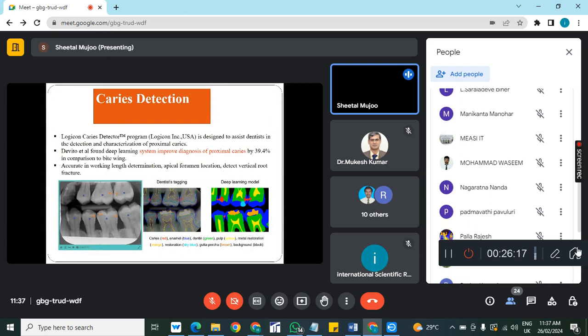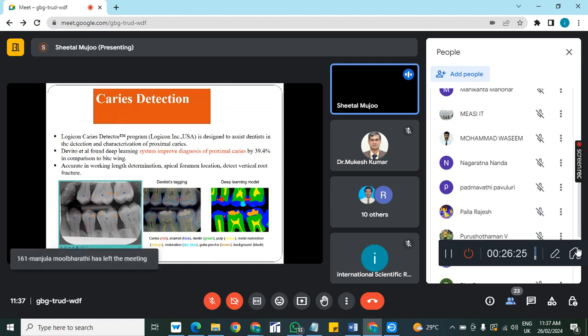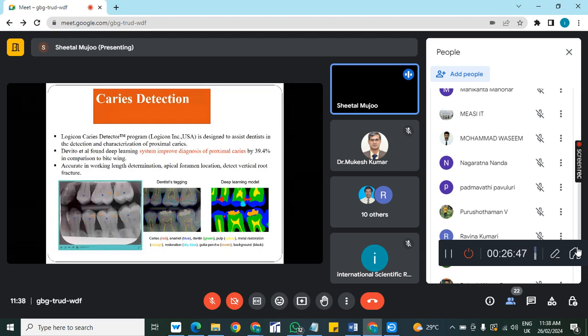Then next comes your caries detection. Mainly, we have the Logicon caries detector. It is a program which can detect and characterize proximal caries. DeVito et al. found that a deep learning system improved diagnosis of proximal caries by 39.4% in comparison to bitewings. It also helps you to detect working length determination, apical foramen location, and vertical root fracture. Again, these are all in vitro programs where research has been carried out. Still, we need to do more research based on these applications, so that we can use it in the clinical arena.